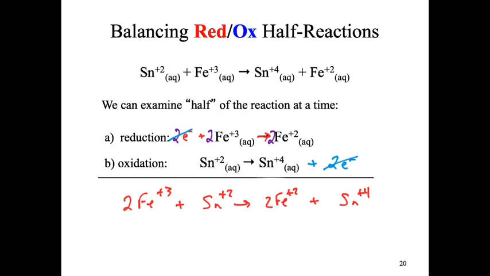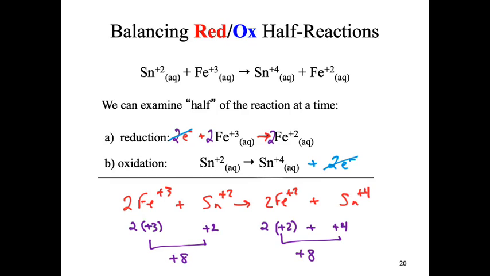If we were to verify that we indeed balance this, do we have the same amount of irons? Yes. Same amount of tins? Yes. Do we have the same charge? Yes. All right, let's check that. I have a plus 2 from the tin. What do I have from the iron? A plus 3, but there's 2 of them, which means the total charge on the left-hand side is 8. Let's go to the product side. What do we have? Does my charge balance? Yes. What does that mean? The equation is balanced.